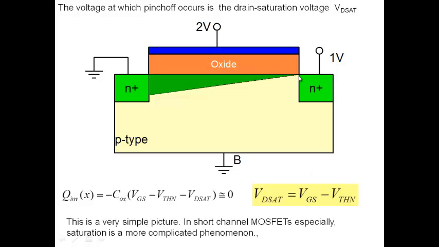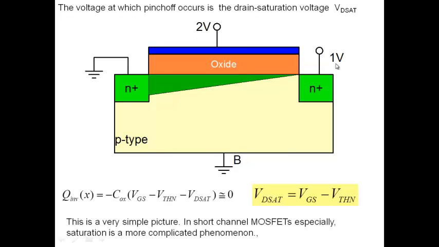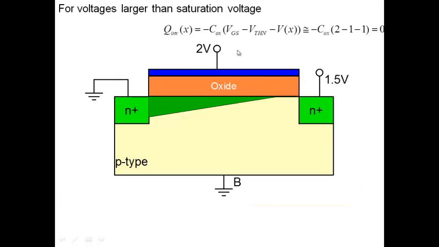Once the pinch off occurs, saturation occurs, and the current no longer responds to drain to source voltage here. First order approximation. But something interesting happens here. You apply voltage now, as I said, at 1 volt saturation has occurred, pinch off has occurred. Suppose you apply 1.5.